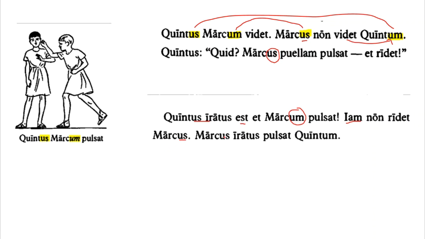nominative case. Marcus iratus, here it doesn't say Marcus iratus est, simply Marcus iratus, Marcus, angry, pulsat quintum. Note nominative right here, accusative right here. It doesn't matter if you said iratus Marcus pulsat quintum or quintum pulsat iratus Marcus or quintum iratus Marcus pulsat. All of those would mean the same thing because their endings have stayed the same.